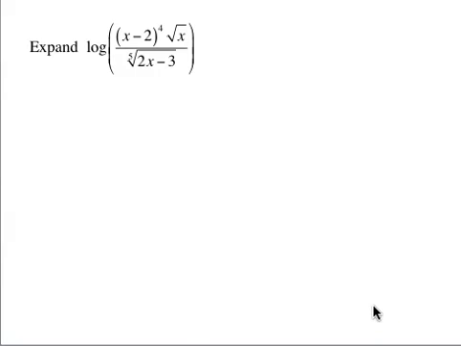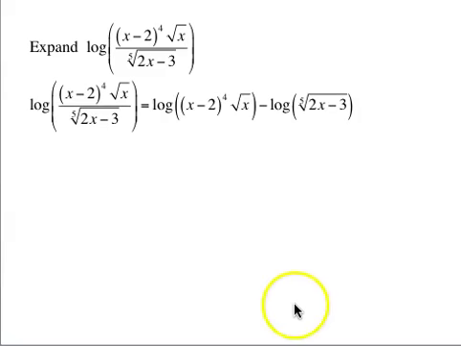Our next example is log of x minus 2 to the fourth times square root of x, over the fifth root of 2x minus 3. If you see log, remember that's log base 10. So I am seeing this as a quotient, log of the top over bottom, which is the log of the top minus the log of the bottom. Log of a over b is log a minus log b. Now we can do the same thing here.